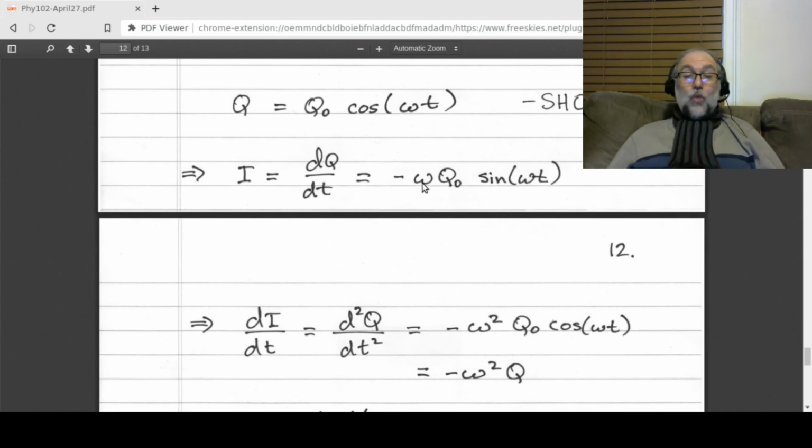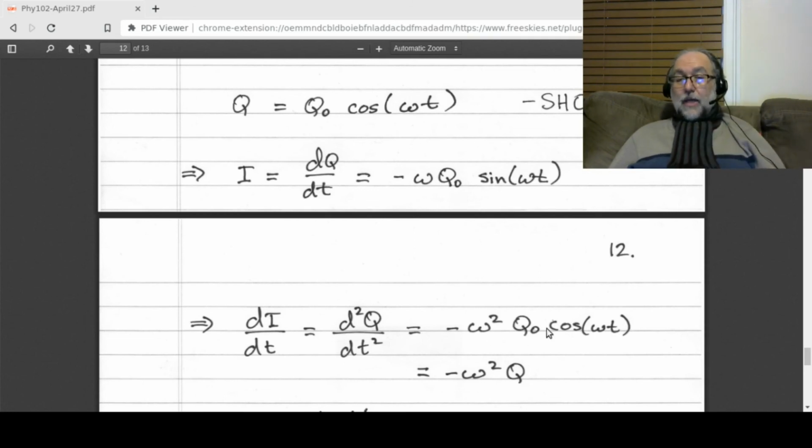Now we need the second derivative, so we need di by dt, which is the same as d2q by dt squared. If you differentiate the sine, you get a cosine, with no negative, so that negative from before just carries along. The q naught from before carries along, one of the omegas carries along, but you get another omega from the chain rule, because when you differentiate sine with respect to the entire argument, you get cosine with respect to the entire argument, but then you have to multiply that by differentiate omega t with respect to t, and you get another extra omega there.